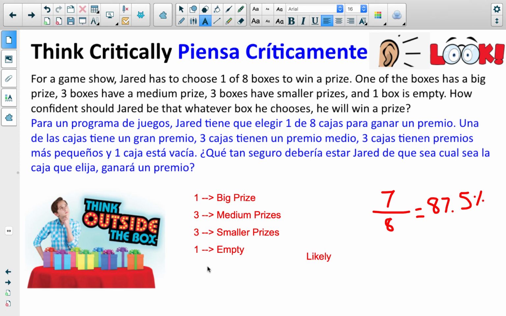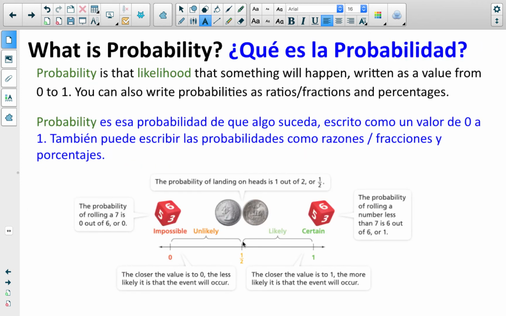Now, if the question changed a little bit and asked what's the probability he wins a big prize, that is unlikely because there's only 1 out of 8. If it says what's the likelihood he wins a medium prize, that's also unlikely, but it's more likely than a big prize because 3/8 is greater than 1/8. If you're just comparing medium to small, those have the same percent chance of happening, 3/8 to 3/8. Okay? But basically what you're looking at is this continuum.